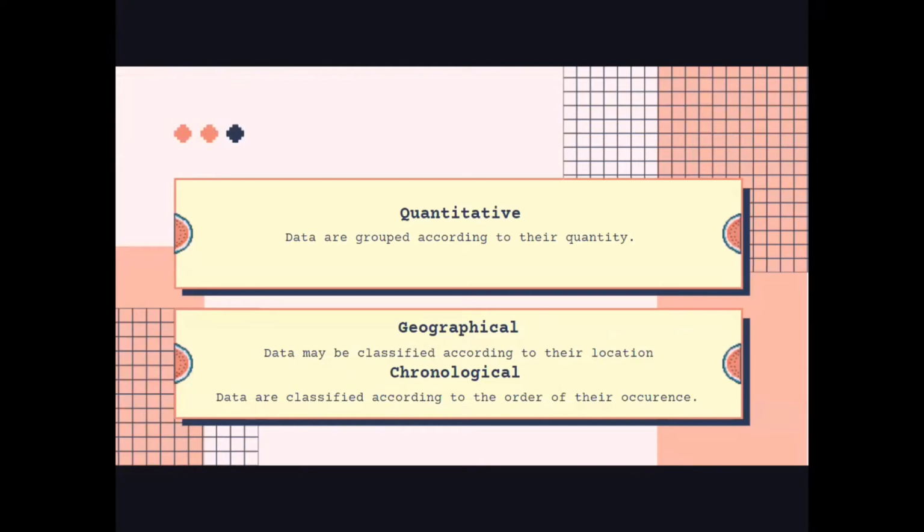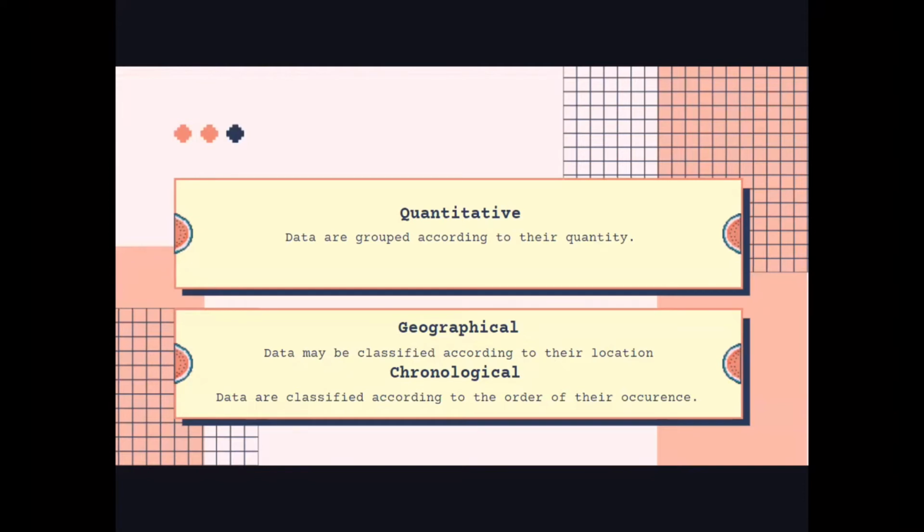Second, we have quantitative. Data are grouped according to their quantity. In age, for instance, people may be grouped into ages of 10 to 14, 15 to 19, 20 to 24, and 25 to 29, etc.